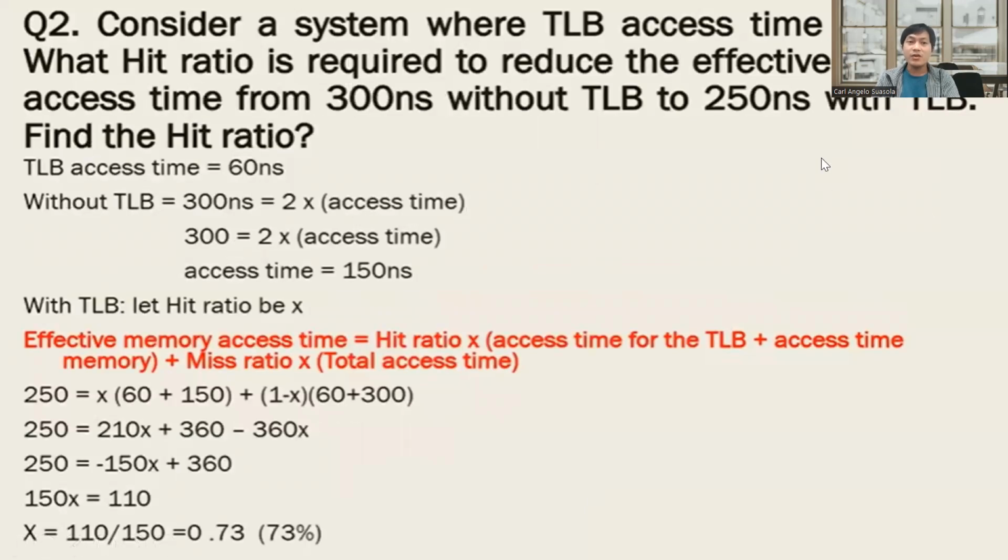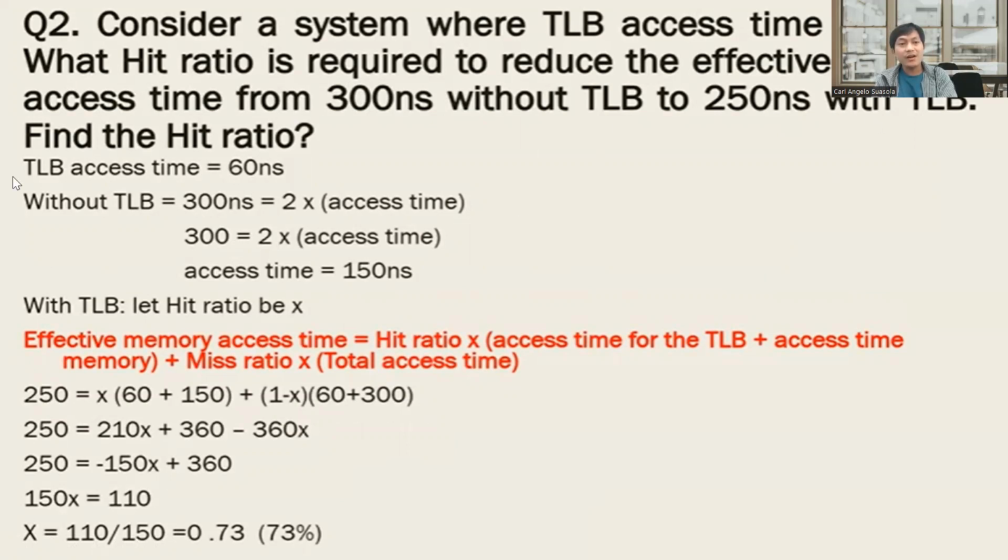So, example also, question number 2. Q2, consider a system where TLB access time is 60 nanoseconds. What hit ratio is required to reduce the effective memory access time from 300 nanoseconds without the TLB to 250 nanoseconds with TLB? So, find the hit ratio.